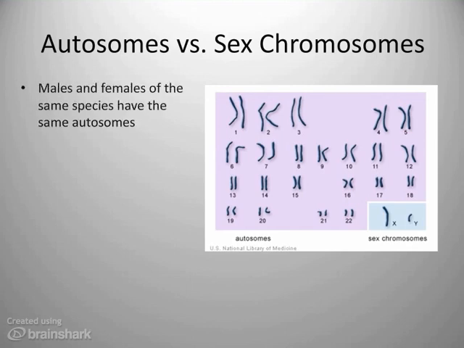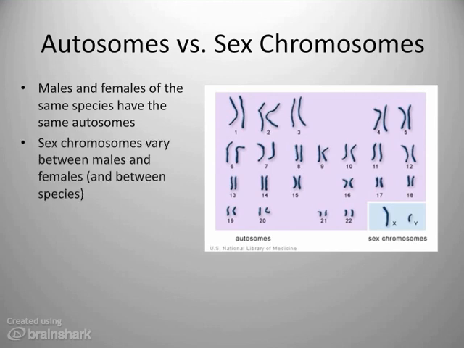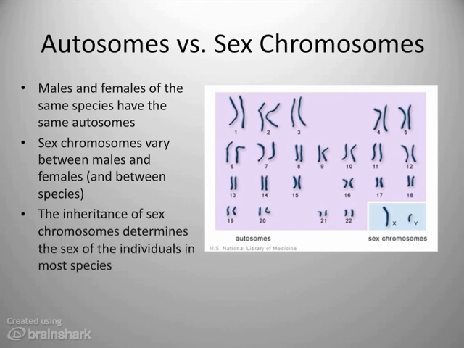When we look at males and females of the same species, we see that they have the same number of autosomes. However, we also see that the sex chromosomes are different between males and females, as well as between species. An example that you are probably familiar with at this point is humans. In this case, as in most other animals, females have two X chromosomes as their sex chromosomes, while males have one X and one Y. It is the inheritance of sex chromosomes which determines the sex of individuals, as I said, in most species.